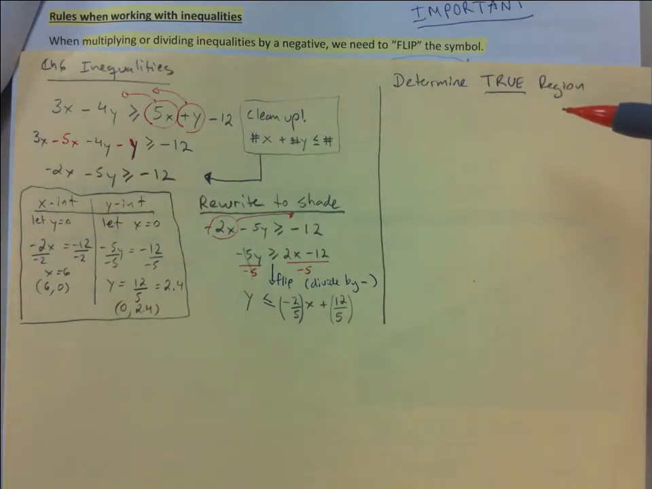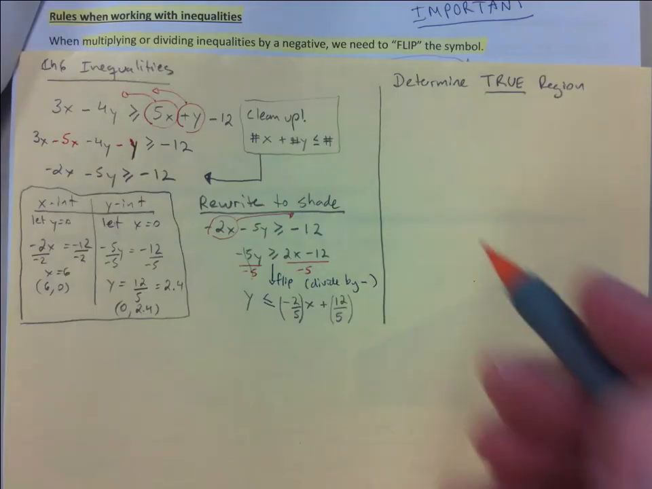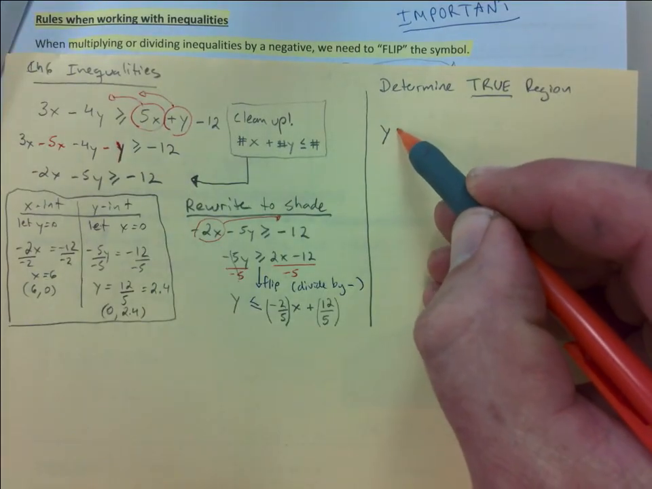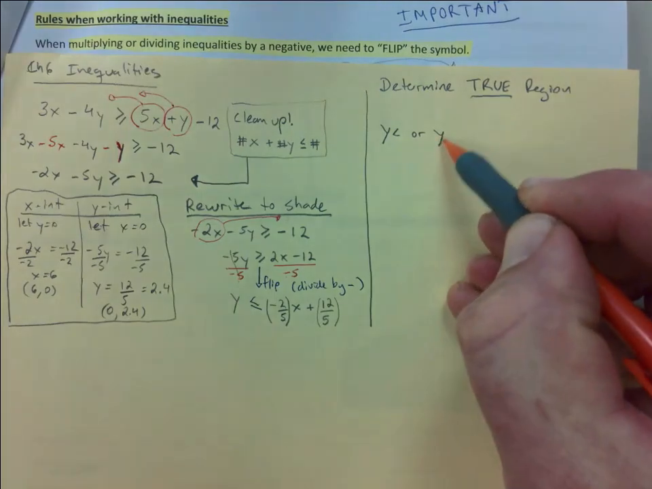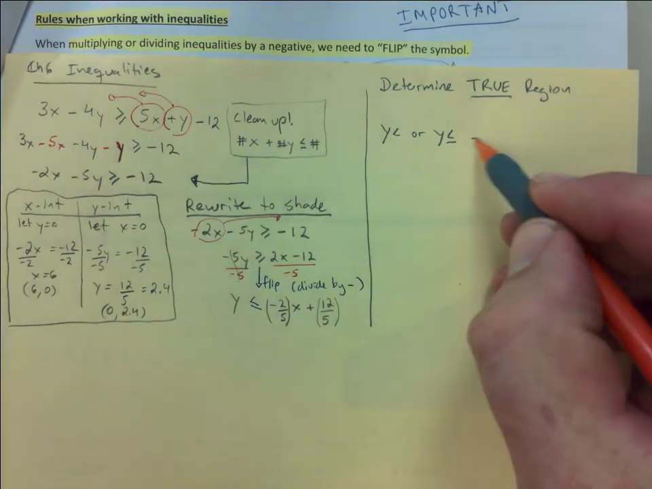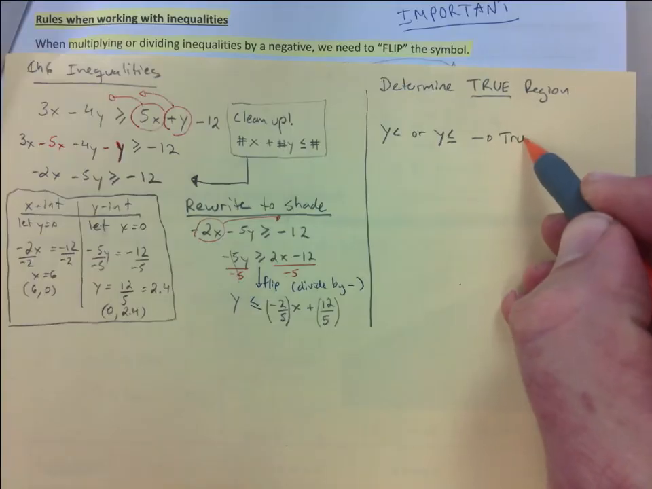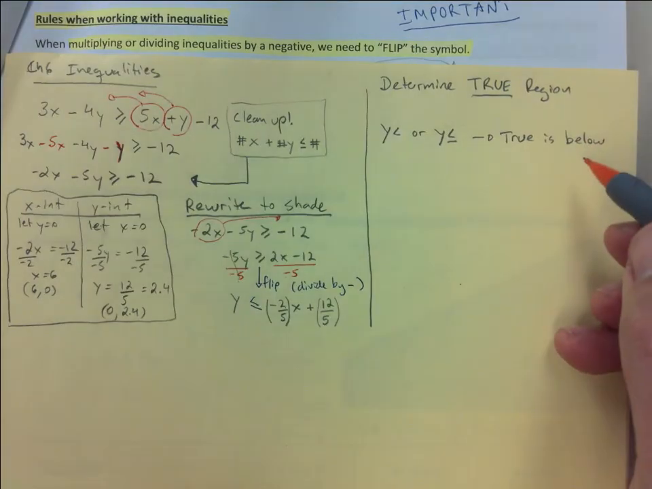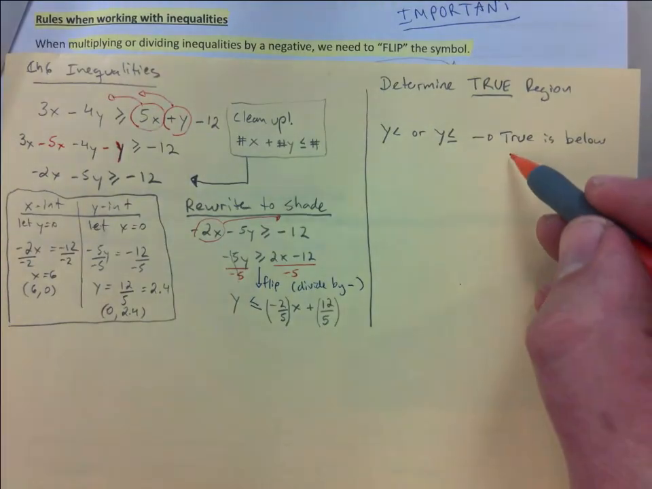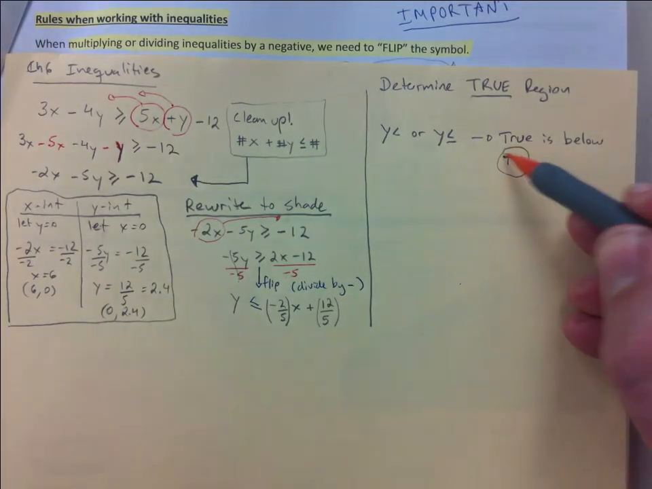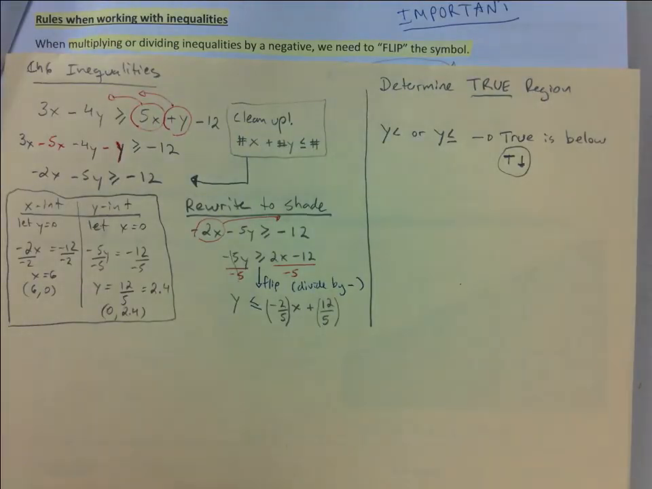I don't care which one you end up shading, as long as you're consistent. I'm going to suggest reverse shading every time. Okay. So if y is less than, or y is less than or equal to, then it's below the line. True is below. So my key, you will see me go T like this: T is below. This is what I will show you to indicate where the true region is.